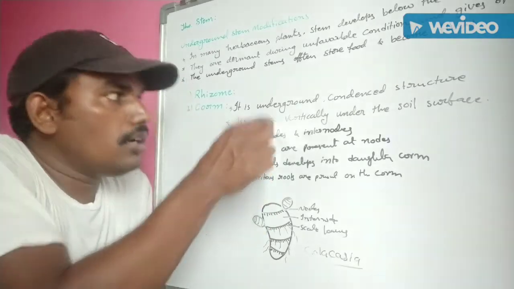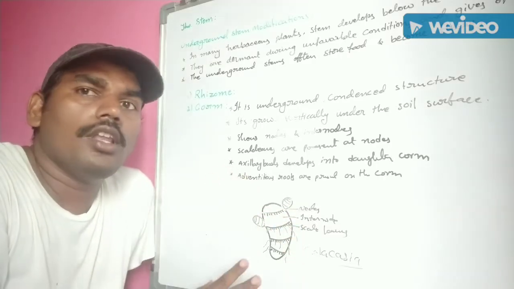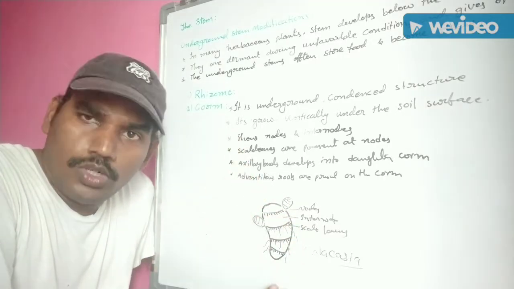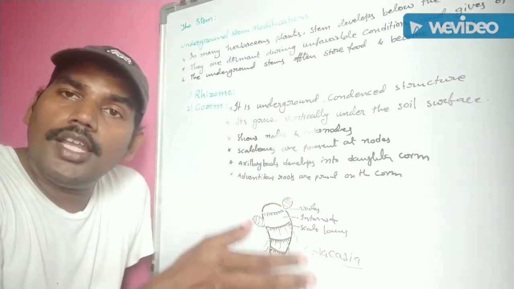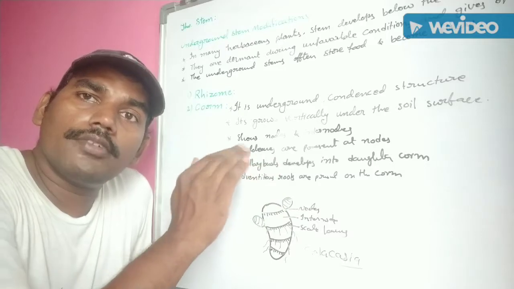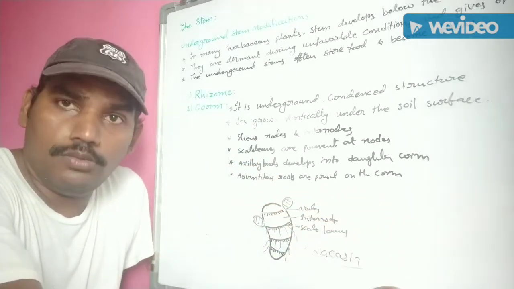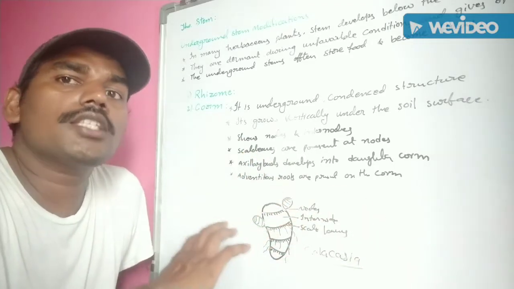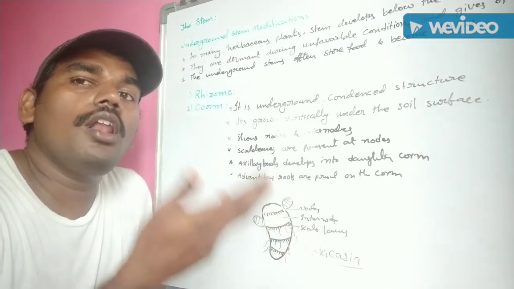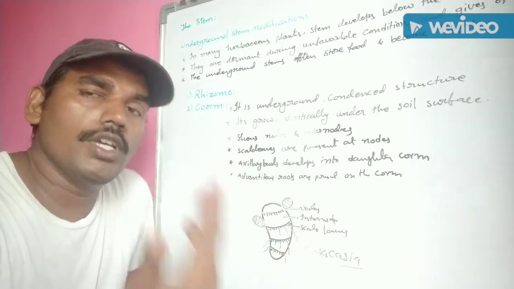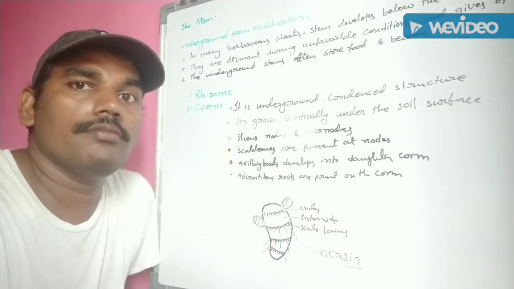It is a vertical plant, growing vertically at the surface of the soil. It is also distinguished into nodes and internodes. Every nodal region consists of scaly leaves. The scaly leaves are helpful for the protection of axillary buds. The axillary bud will develop into a new daughter corm. If these daughter corms are detached from the parental corm, they will grow into new individual plants. So these daughter corms are helpful for vegetative propagation.